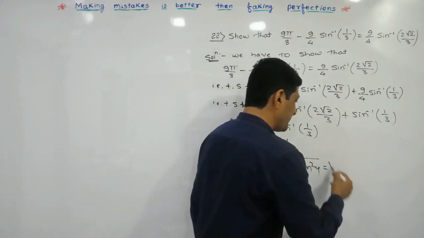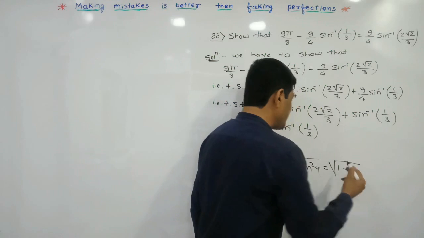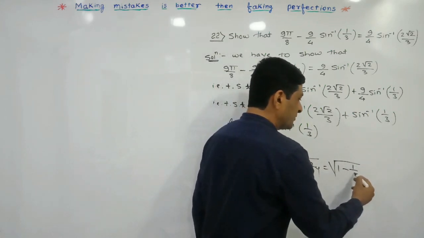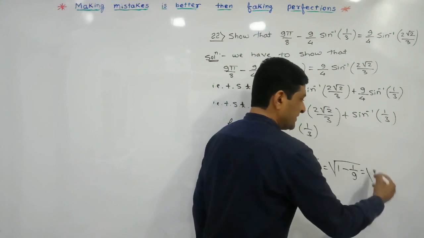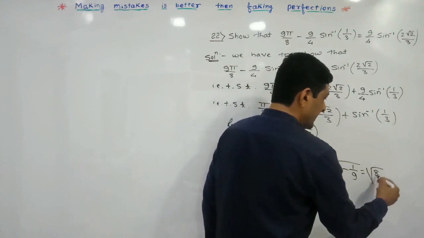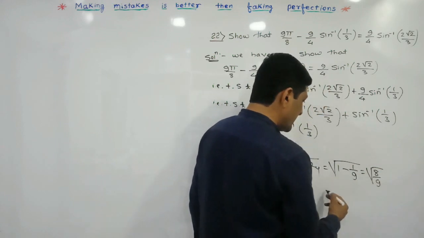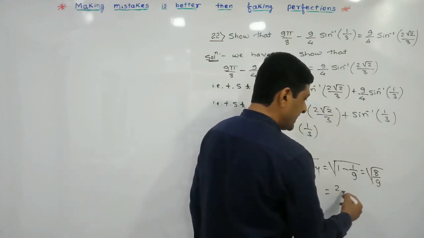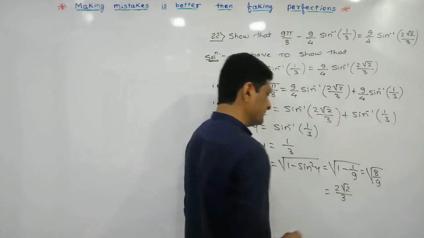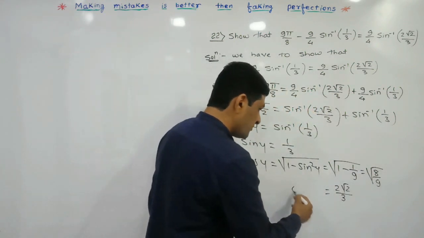Now substitute the value of sine y. What is the value of sine y? 1 by 3. So square of 1 by 3 will be equal to 1 by 9. After simplifying it, what will we get? 9 ones are 9. 9 minus 1 is 8. 8 by 9. What is square root of 8 by 9? Square root of 8 is 2 root 2 and square root of 9 is 3. So this is the value of what?